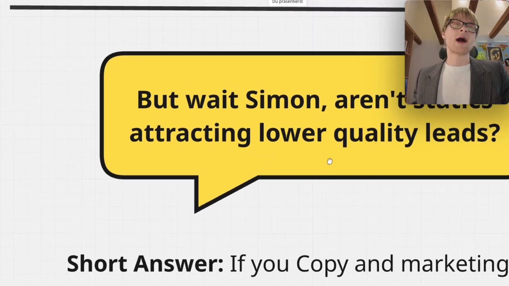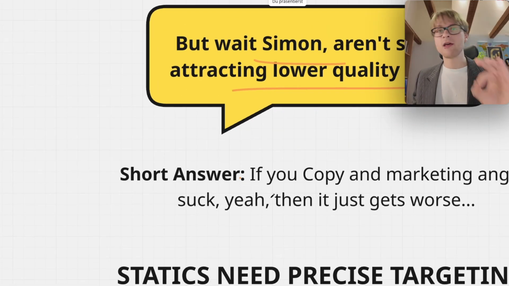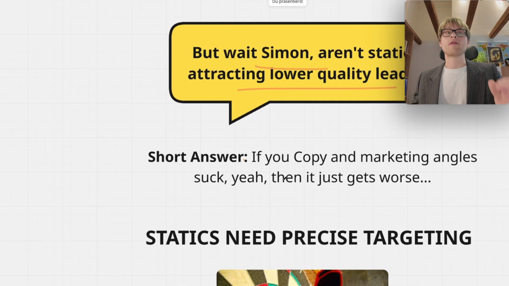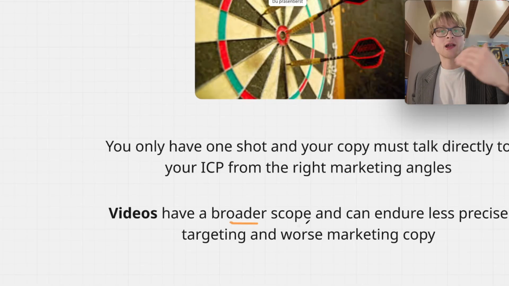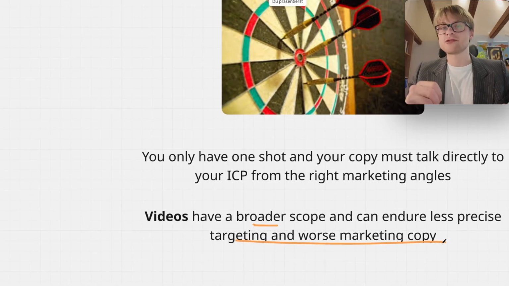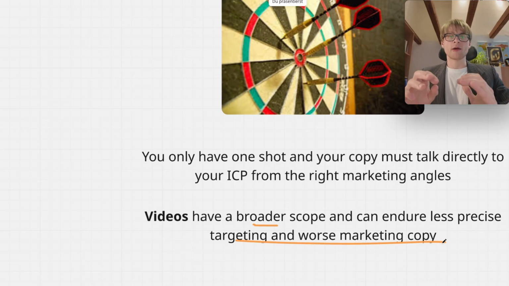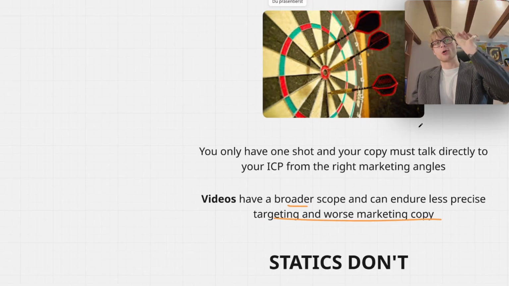A lot of people might be asking right now, wait, Simon, aren't statics attracting lower quality leads? As I said, short answer, if your copy and your marketing angles suck, yeah, then it just gets worse, because obviously with a static, you have something like a dart, okay? And with a video, you're throwing a football. Maybe like in the video, we just have a broader scope, okay? And they can endure less precise targeting and worse marketing copy, because it's just more, okay? It's 50 seconds of someone talking to the camera, maybe 2 minutes sometimes even, okay? They can endure worse copy at certain parts, but statics have to be so dialed in, and they are a dart, and you want to hit the bullseye, okay?